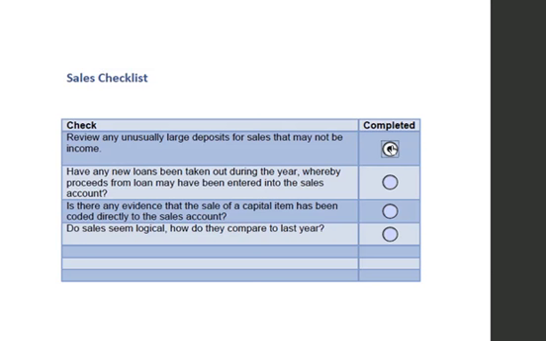For example, do sales seem logical? How do they compare to last year? That's something you need to think about. It may only take a minute, but it's an important logical check about the nature of income, since income is so important in terms of profit, tax, banking institutions, in terms of lending, and many other areas. So you'd need to review that.